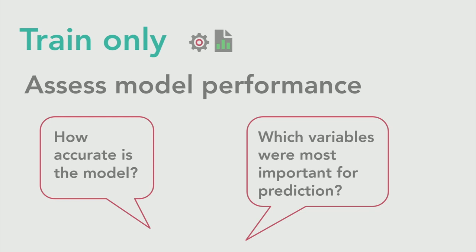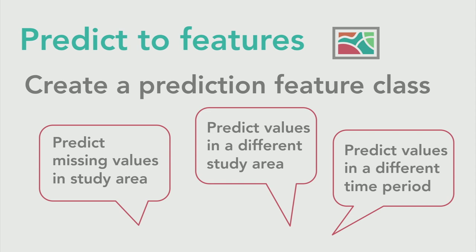So when you train only, you're assessing your model performance. How accurate is the model? Which variables were most important for prediction? How stable is my model? And then once you have a good model, a model that you're happy with, a model that's going to be a good predictor, then you can predict to features or predict to raster.